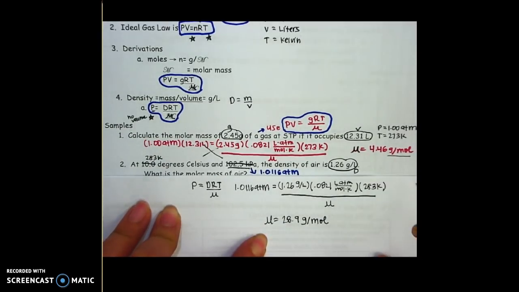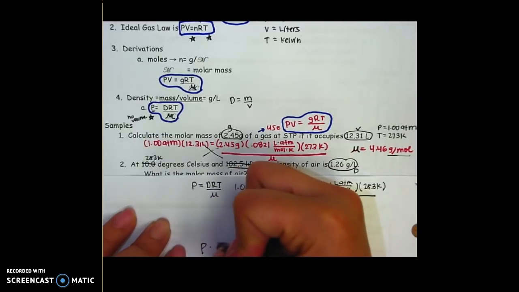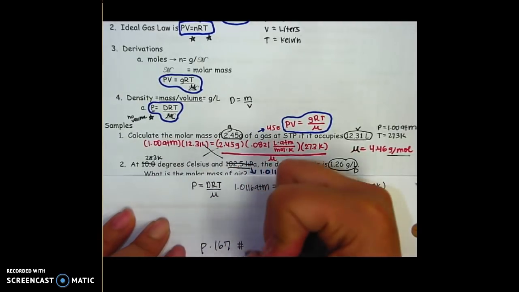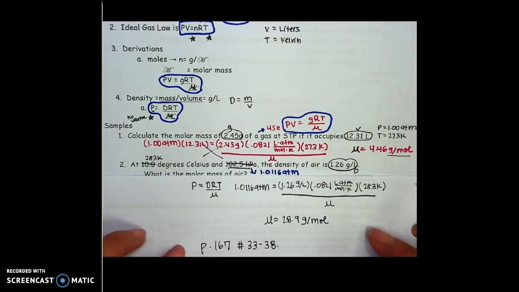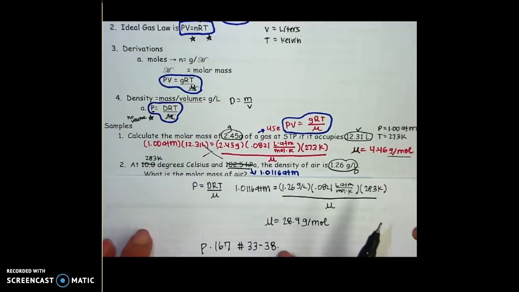The homework that you have for tonight is in the book. It's page 167 in the book, numbers 33 to 38. I'm also putting a picture of this on Google Classroom. The pink is the answer, so you can use that to check your work. And I'll be checking everything off for you tomorrow at the beginning of class. All right? Thank you.